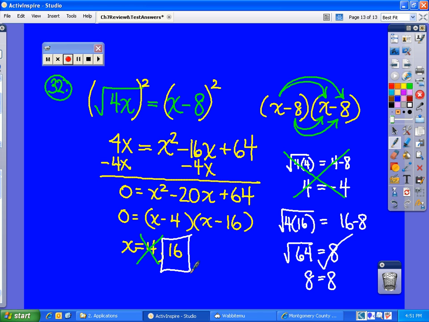Remember, if you wanted to check this on your calculator, you could always put the left side of your equation in y1 and the right side in y2 and find where they intersect by doing second trace, number 5. And then, of course, enter, enter, enter will find the point of intersection. And in this case, you should get 16 as your x value.